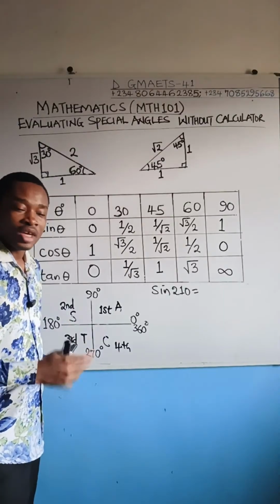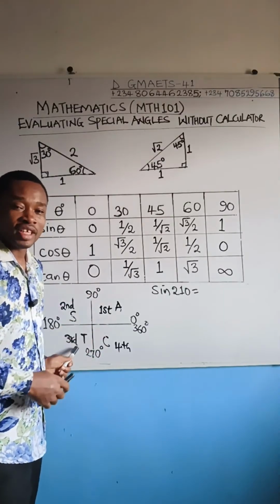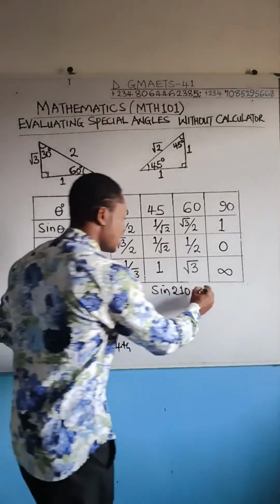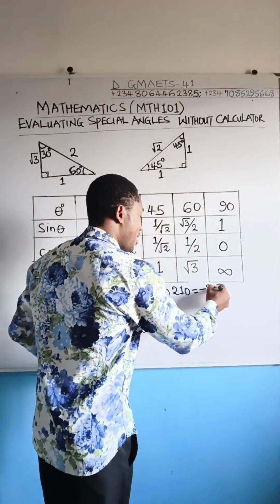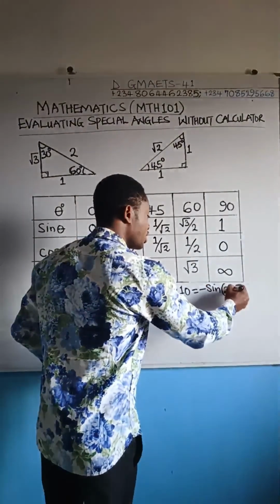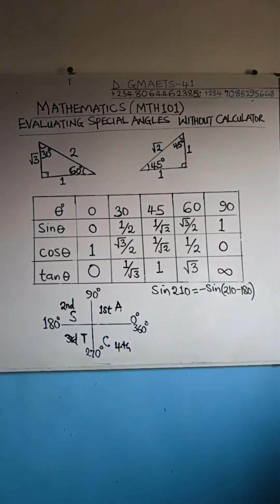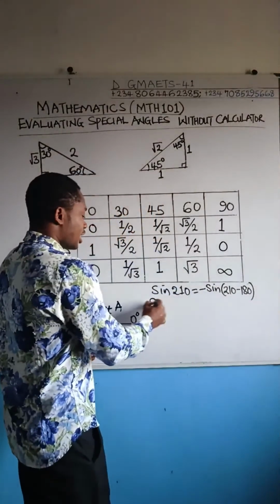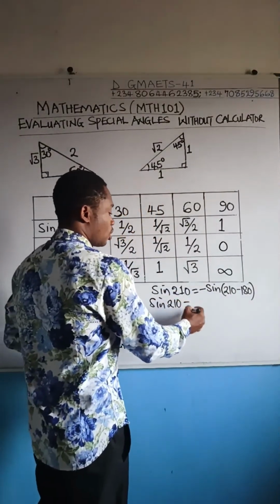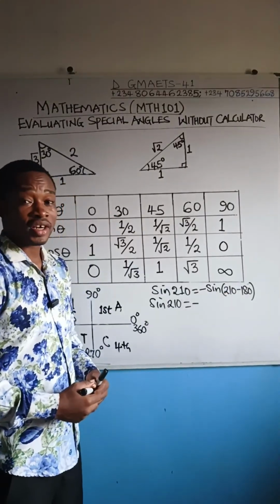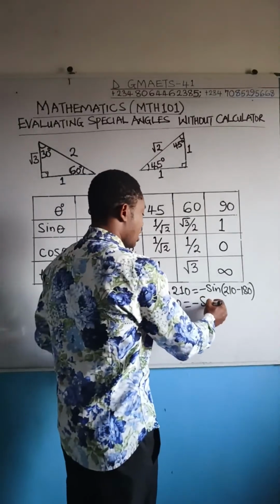Are you following? Sine and cos are negative in the third quadrant. So sine 210, which is in the third quadrant, we go with a negative value. So this is going to be minus sine, open bracket, 210 minus 180. I hope this has not cut off. Let me check. All right, it's showing. So sine 210 will now be equal to minus sine of 210 minus 180, which gives us 30. So that's minus sine 30.